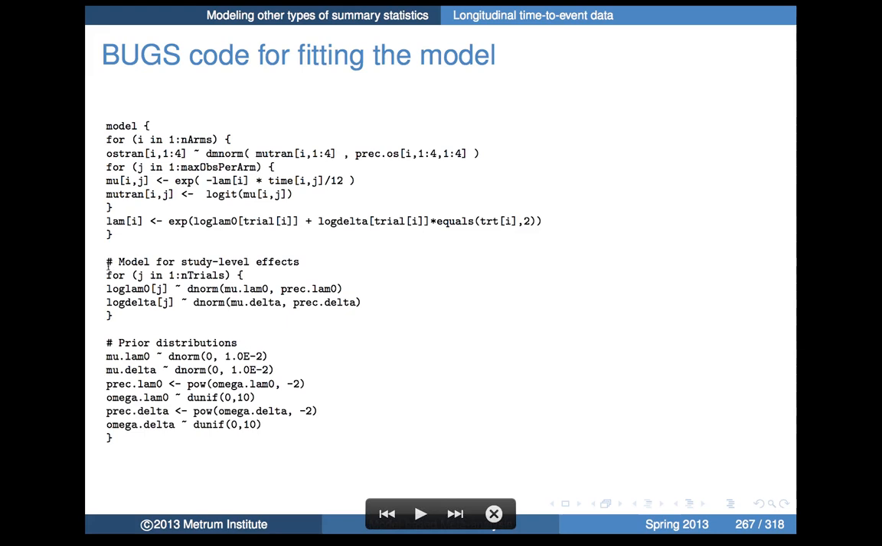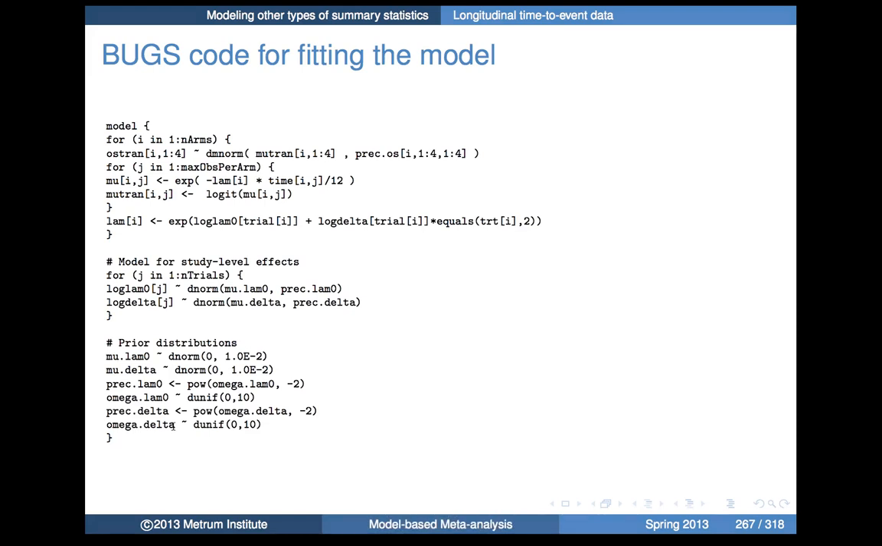And then we incorporate the between study level effects here. So we'll define this as it looks like a loop over the n trials. And for each trial, we'll say that the log of the lambda 0 comes from a normal distribution with mean mu lambda 0 and precision lambda 0. And similarly for the log deltas, they come from a normal with mean mu delta and a precision prec.delta. And then down here are our prior distributions on the overall mean lambda, the overall mean delta, the between study standard deviation for lambdas, and the between study standard deviation for deltas.